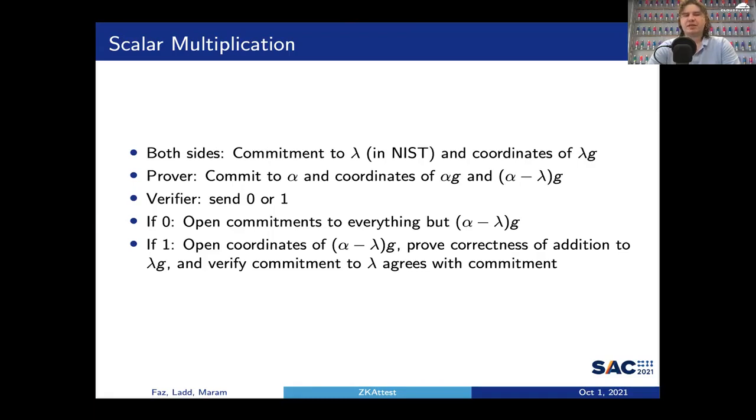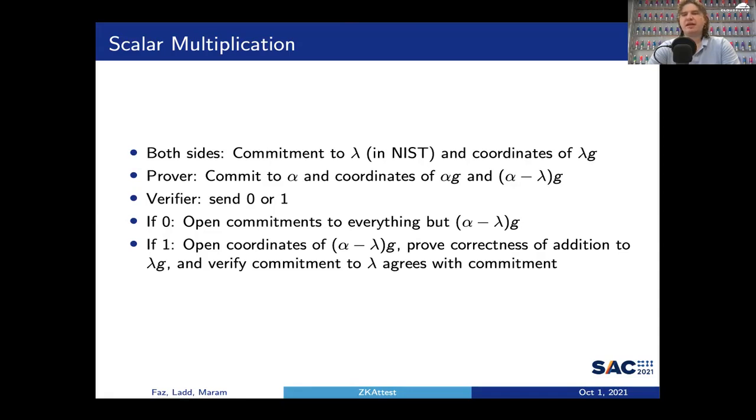If the prover receives 1, then the prover opens the coordinates of alpha minus lambda g, proves that alpha minus lambda g plus alpha g equals lambda g, and verifies that the commitment to lambda agrees with the commitment to alpha. This proof is largely taken from existing work, and we cite this in the paper.